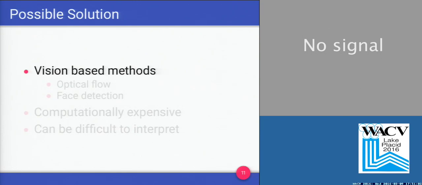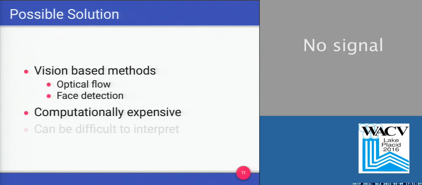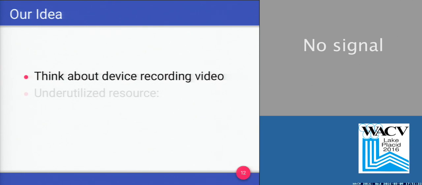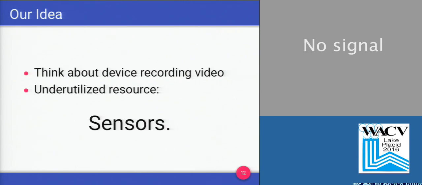So a possible solution is vision-based methods, of course. So something like optical flow, or for that one, maybe face detection. But these are computationally expensive, and the results can often be difficult to interpret. For example, the face detection wouldn't work if his son's facing away from the camera. Face detection might consider a tree a face, etc. So we were in his office thinking about a way we could do this better, and thinking about sort of the device that was being used for recording, a smartphone. And we realized that there's a very underutilized feature of the smartphone that could be helpful, and that's the sensors.